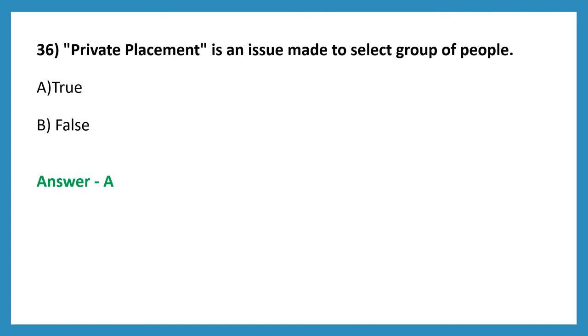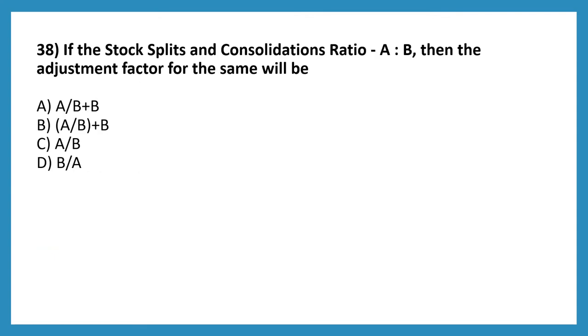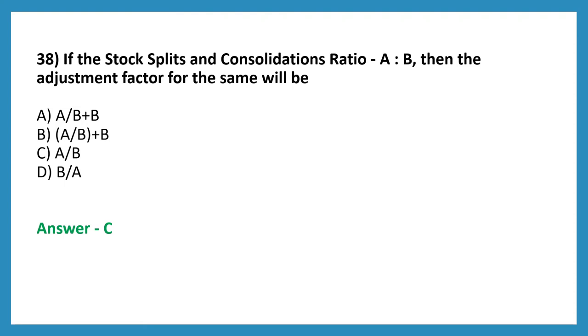Next question. The list of arbitrators across all exchanges pooled together is called: option A, common pool, option B, sole arbitrators, option C, pooled arbitrators, option D, none of the above. The correct answer is option A, common pool. If the stock splits and consolidations ratio is A is to B, then the adjustment factor for the same will be? The correct answer is option C, A by B.